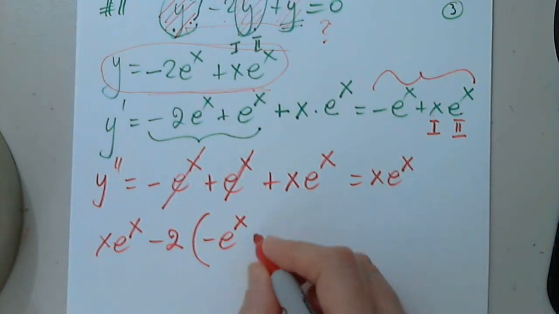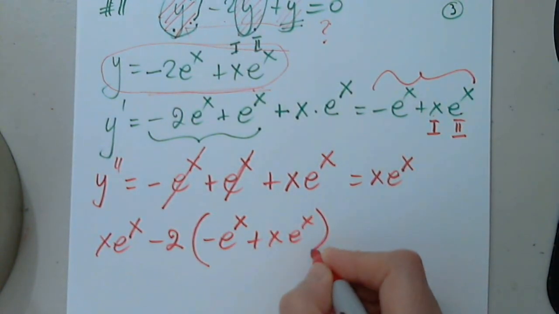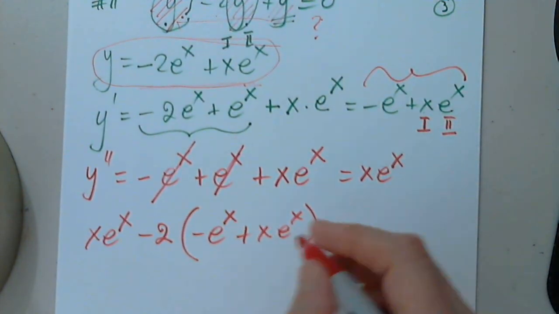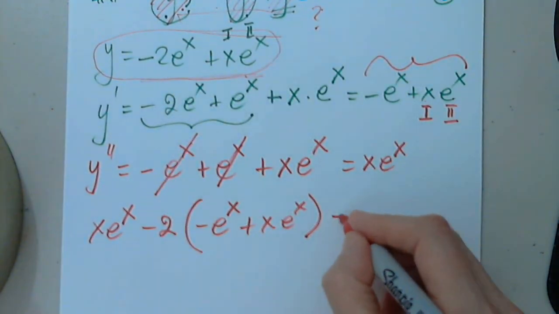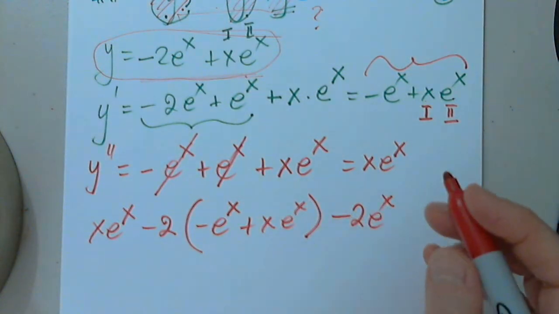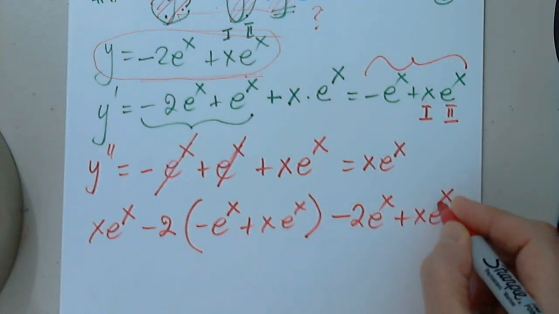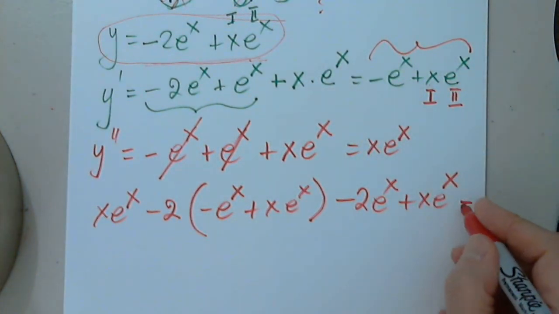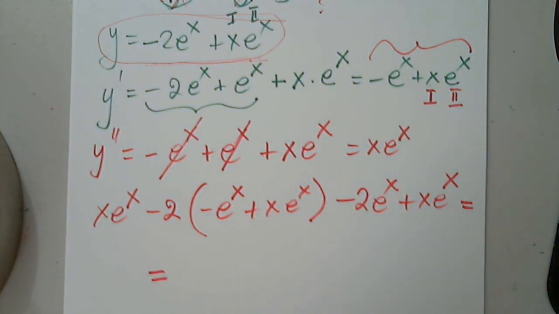Negative e to the x plus x e to the x. Close. Now I reached plus y. I have to copy this as is. Since it's plus, I copy negative 2, no need of parentheses, plus x e to the x. I do not write 0 because I don't know. I need to calculate. Okay. So for now I see x e to the x plus x e to the x. That's 2x e to the x.